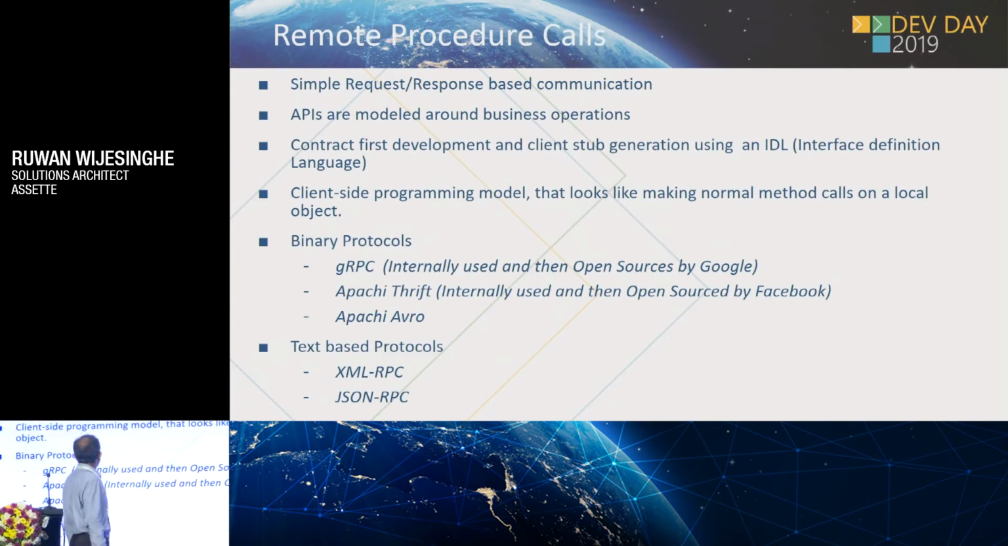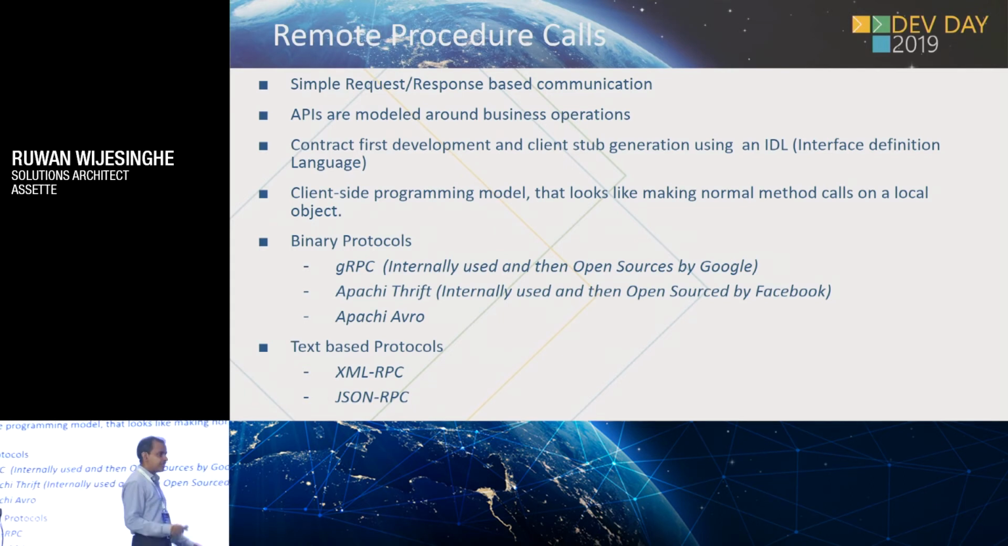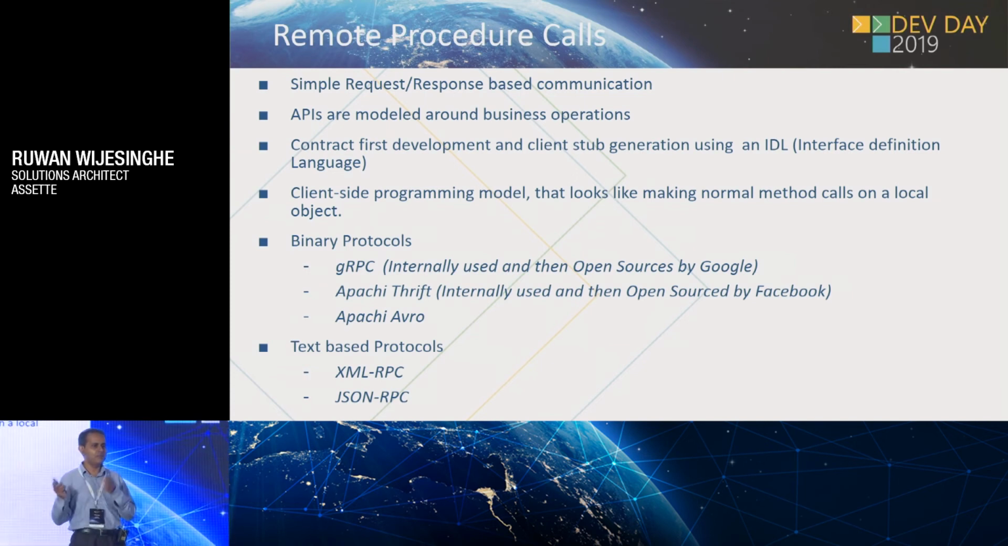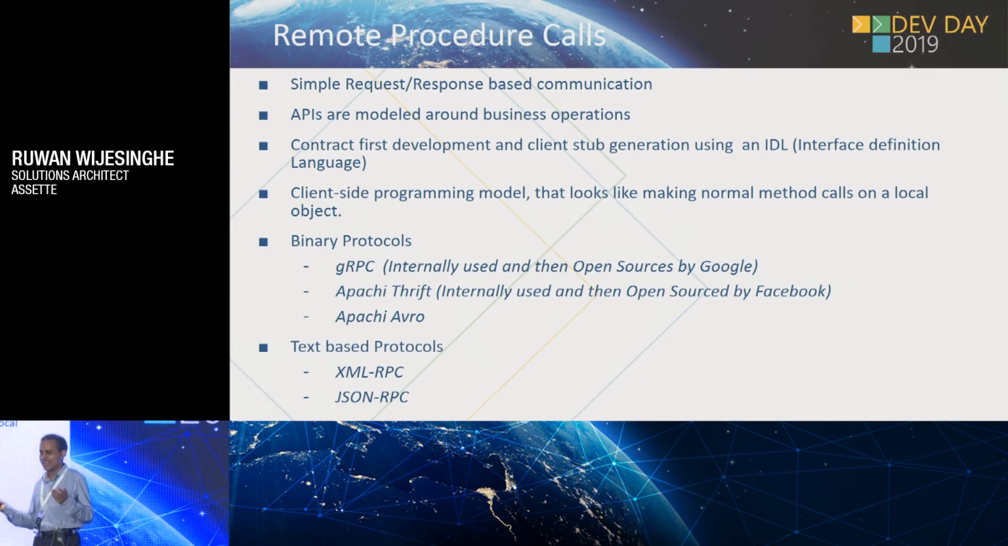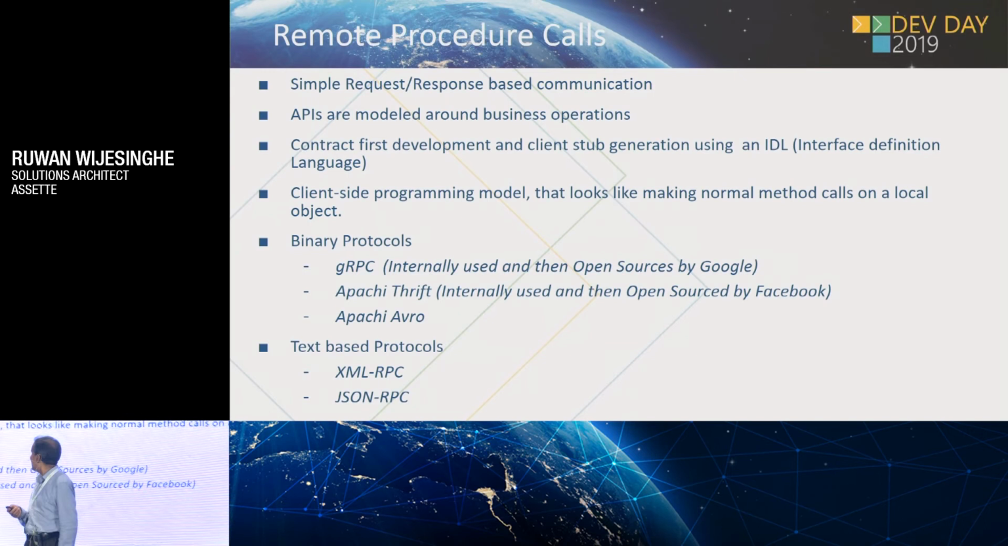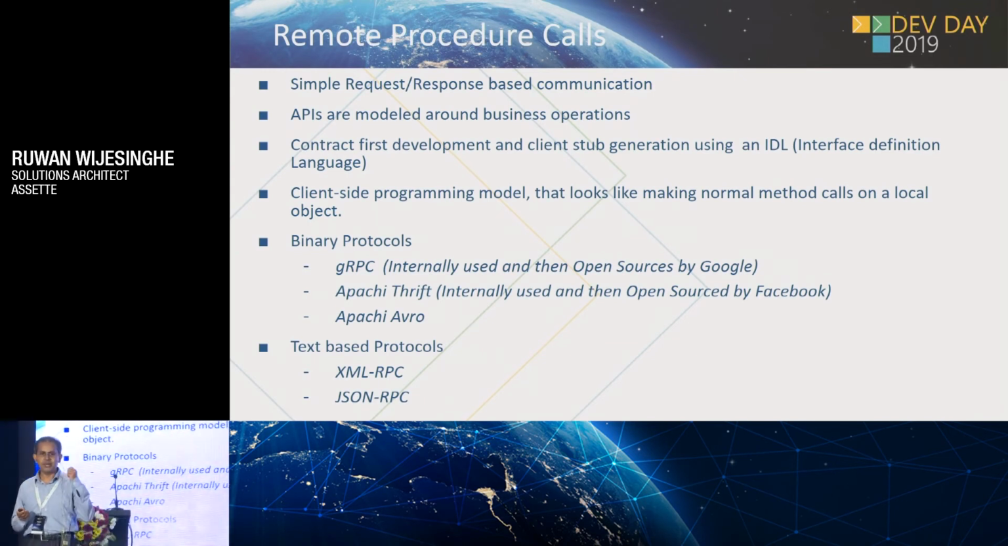So let's talk about gRPC. It's again a simple request-response based RPC protocol. APIs are modeled on business operations, just like what we were doing with RPC. So far, we call something REST and implement RPC, or we call something SOAP, which is messaging based, but we are doing RPC. But now we are calling it RPC and doing RPC, right? That's the key difference. The disadvantage of remote method invocation, where you have to maintain state, is not there.